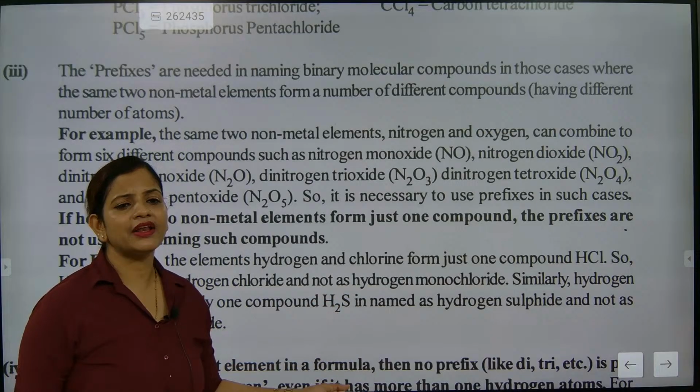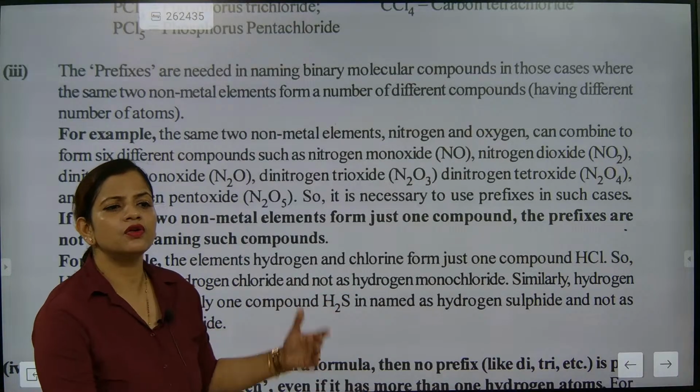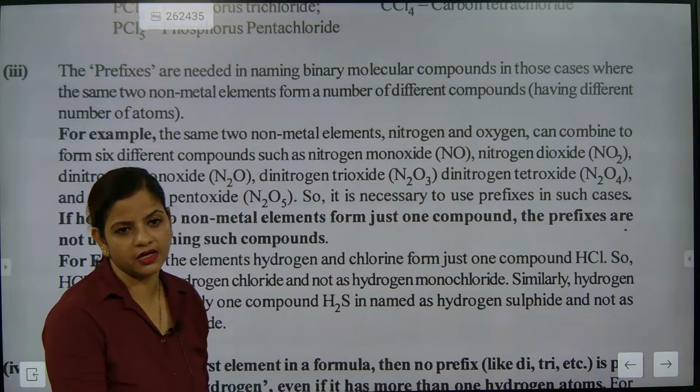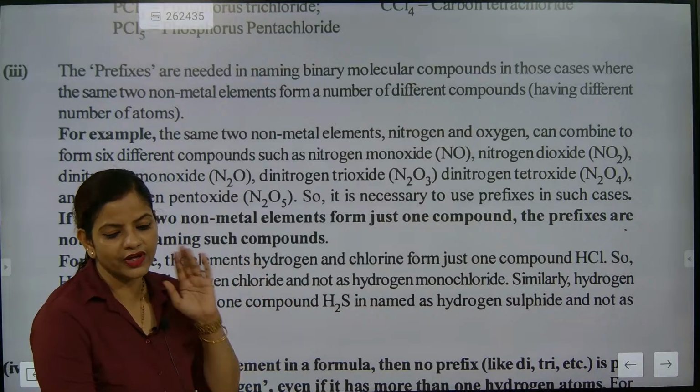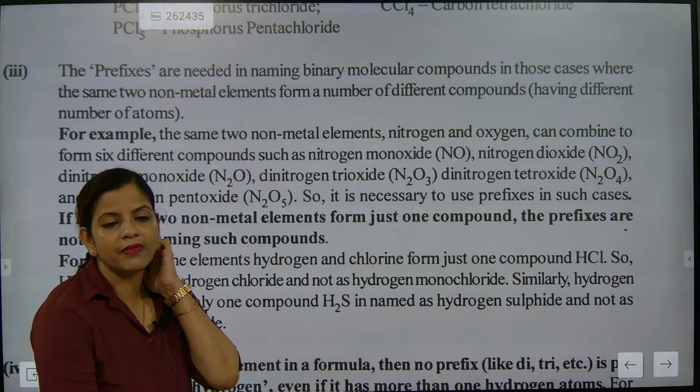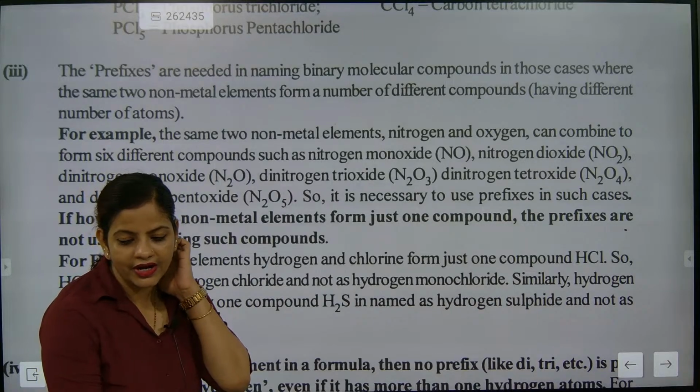Got it? So magnesium and chlorine is also there. Right? We are not writing dimagnesium chloride. Correct? We are writing magnesium chloride. Di also we are not writing. So we are directly writing what? Magnesium chloride. I hope you might have understood.